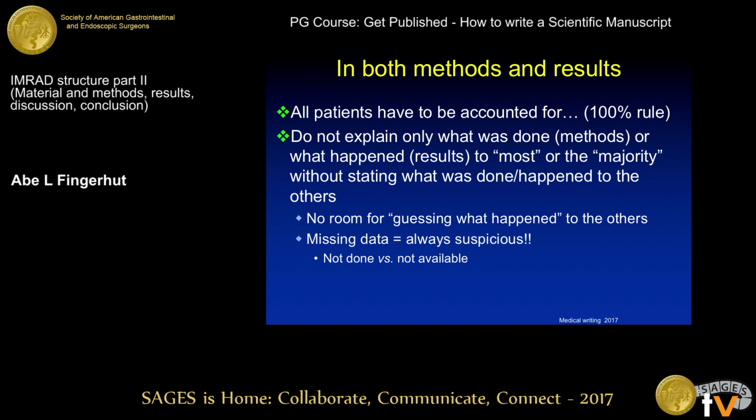Once again, in both methods and results, remember what I told you in the style? 100% of your patients have to be accounted for. No room for guessing what happens to the others. Missing data are always suspicious. Unconsciously, you think, why didn't he tell us about those 4 patients? There's nothing wrong with saying that you didn't do something or the data is not available. State it. Be honest.